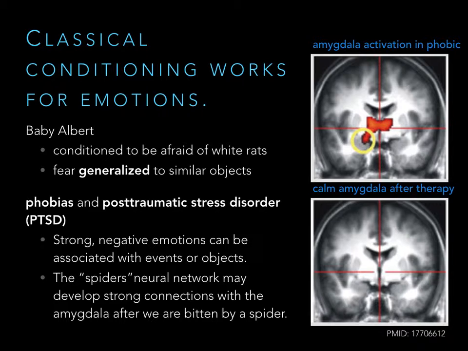So people with a phobia show very strong amygdala activation. Let's have a look at the fMRI data on the top. That yellow circle there is showing you the activated amygdala.